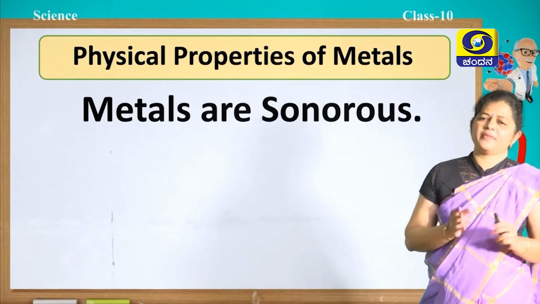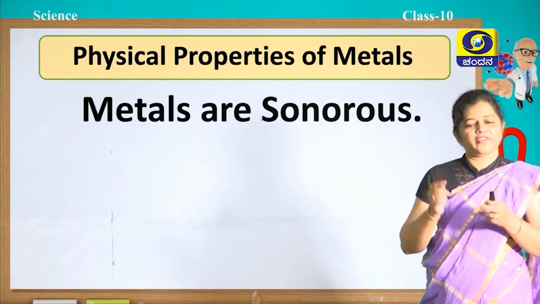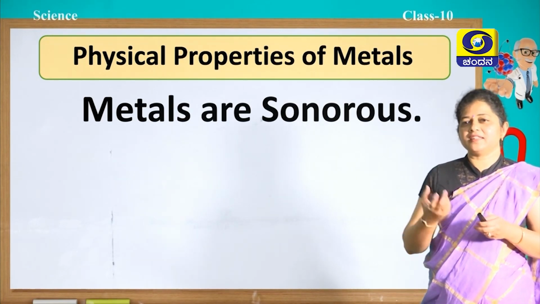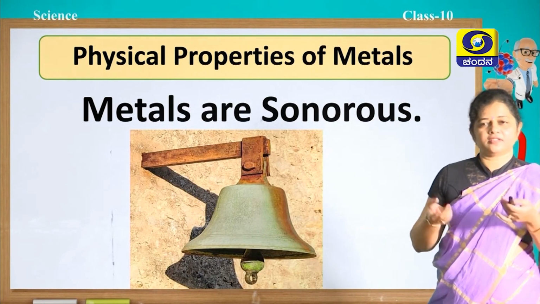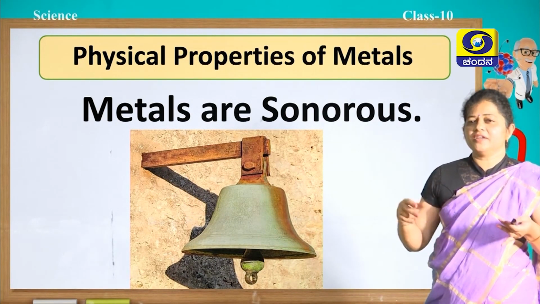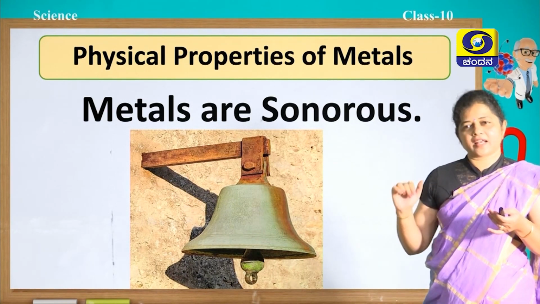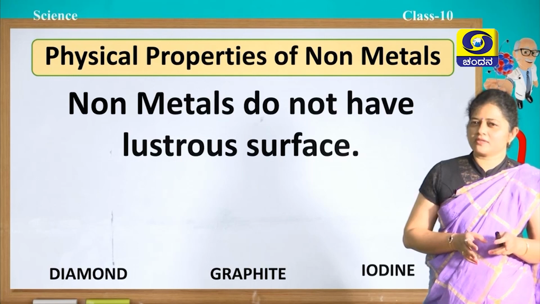Another property of metals is that they are sonorous, that means they make sound. So when you hit a metal with anything, you hear that sound. So generally all metals are sonorous. That is the property we use in musical instruments. You could have seen a veena. Strings are made up of metals. So when you strike the strings, sound is produced. So a few properties of metals.